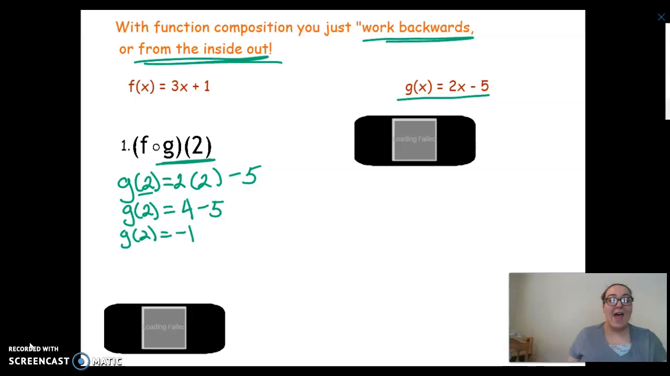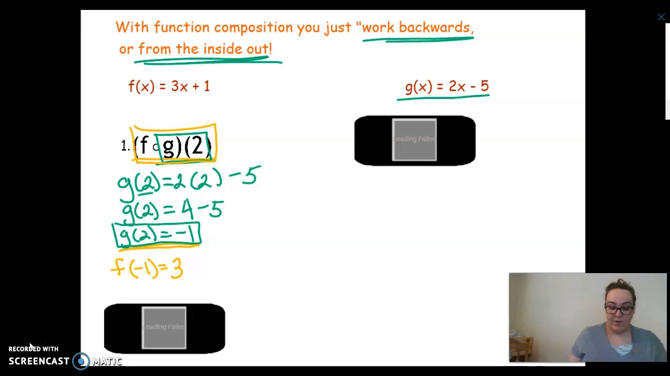Now I need to do the f of g of 2. So now I'm going to do f of whatever I just got. Well, I got negative 1. So g of 2 was negative 1. So now I'm going to do f of negative 1, working outwards here. So I did the inside part first, this g of 2, and I got this negative 1. Now I'm going to do the outside part, which is f of whatever I get for g of 2. So f of, and g of 2 got negative 1.